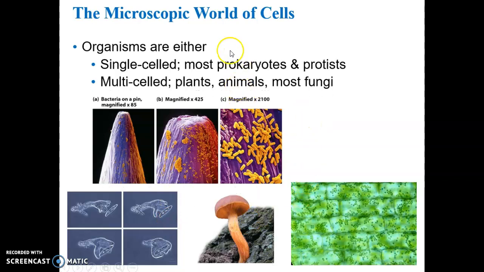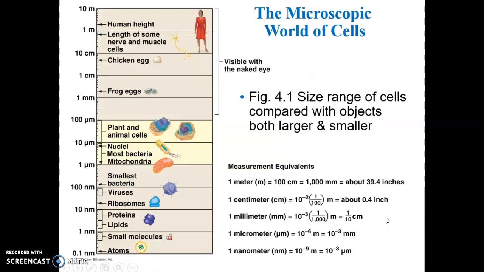Other organisms are multicelled. All of the plants are multicellular, all of the animals, and most of the fungus or fungi. The only exception are the single-celled yeast within the fungi kingdom. And these are plant cells. Notice they kind of look like bricks, and that's because of what's called the external cell wall on plant cells.